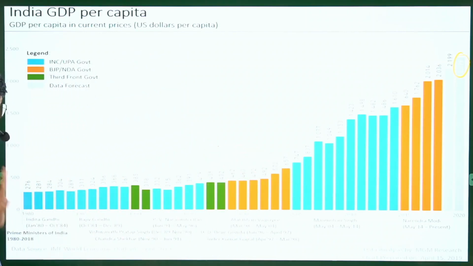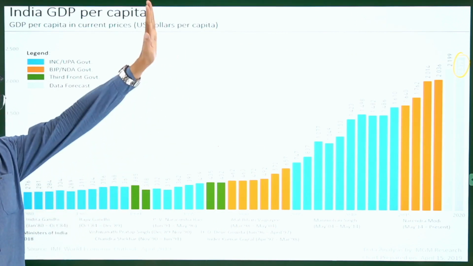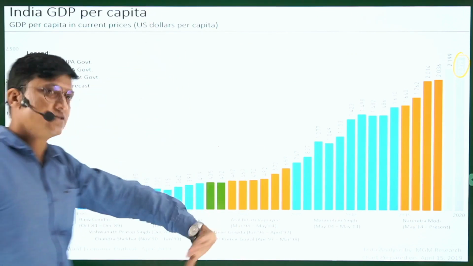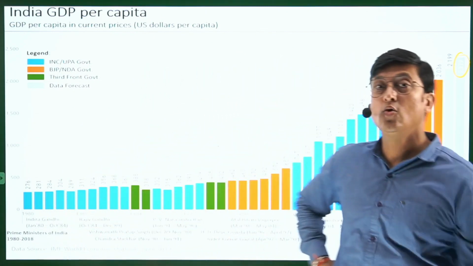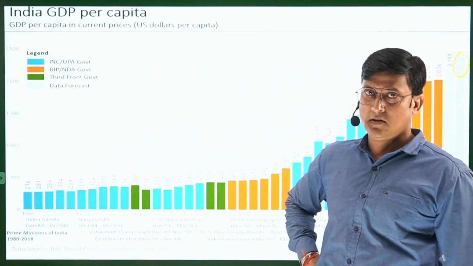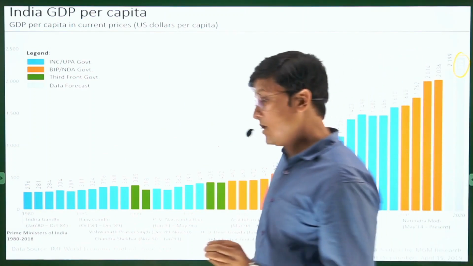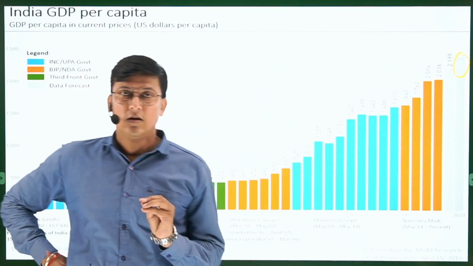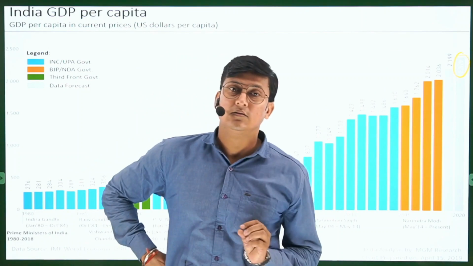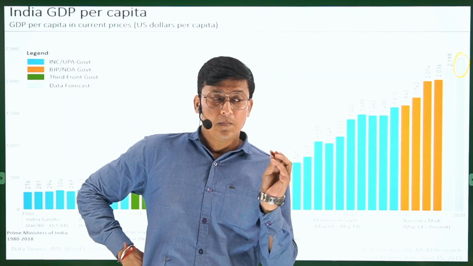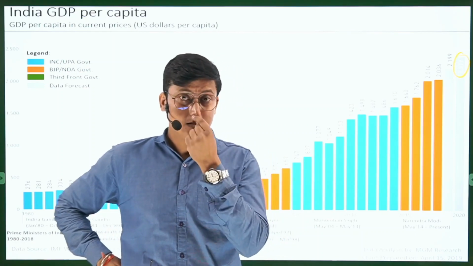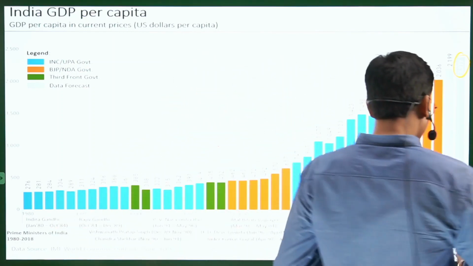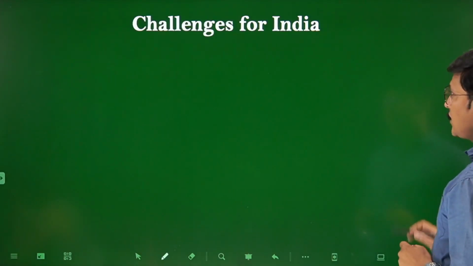Considering this fact, in 1980 we were very low and slowly we are picking up speed. This data is okay. This data is good. We have increased. We have grown. But is this growth inclusive? Whether everyone has grown or a part of the society has grown, this is the problem. This is what we are going to see. This is the most important point.